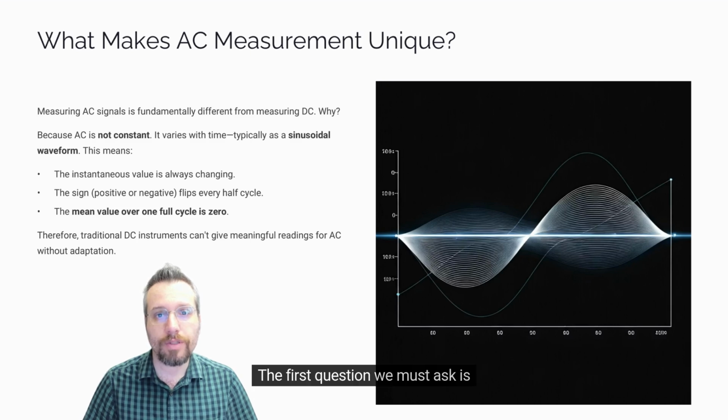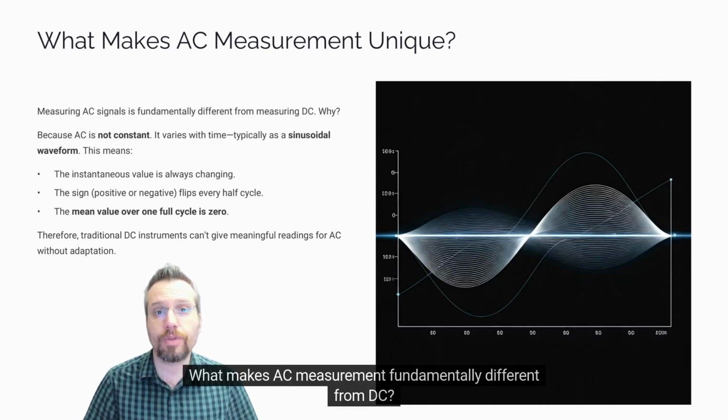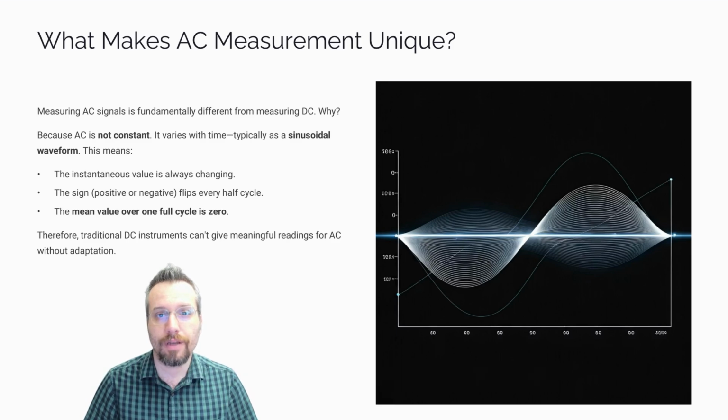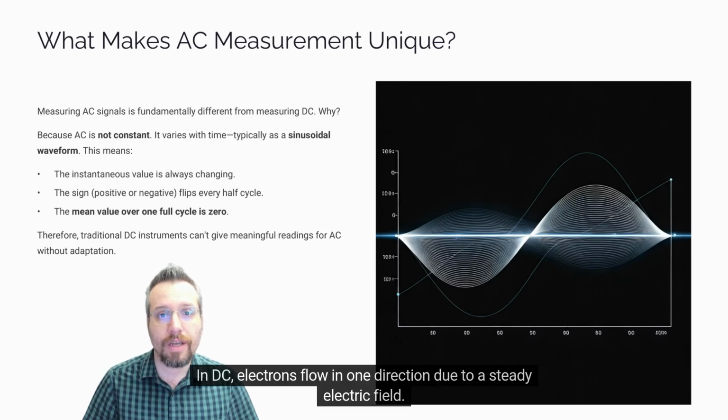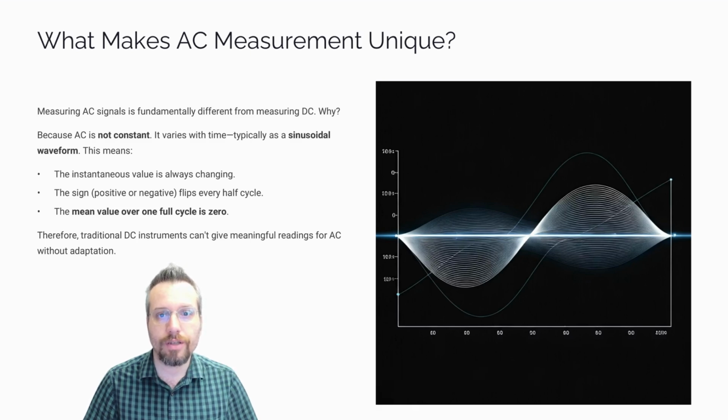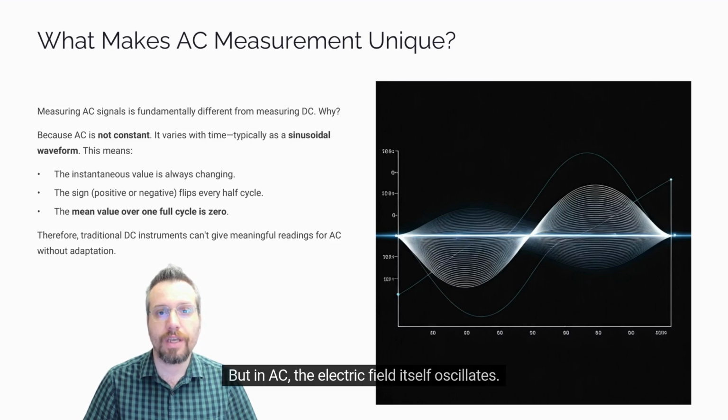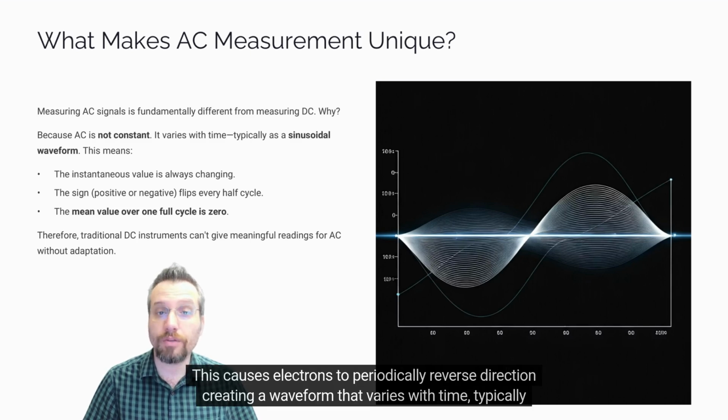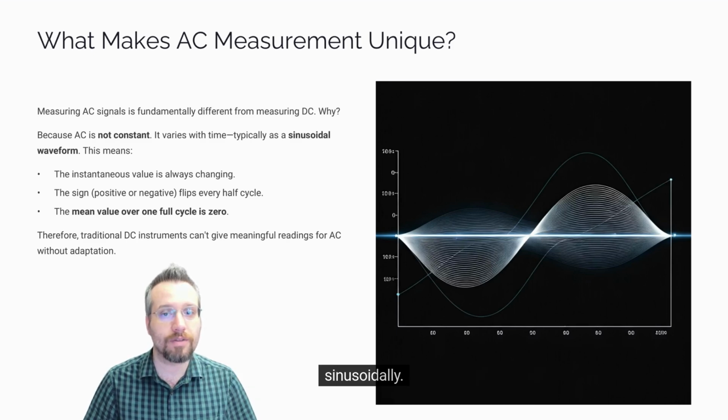The first question we must ask is, what makes AC measurement fundamentally different from DC? Let's look at the physics. In DC, electrons flow in one direction due to a steady electric field. The voltage and current are time invariant. But in AC, the electric field itself oscillates. This causes electrons to periodically reverse direction, creating a waveform that varies with time, typically sinusoidally.